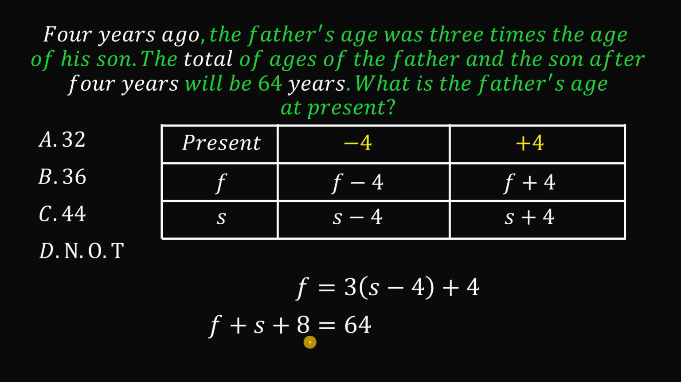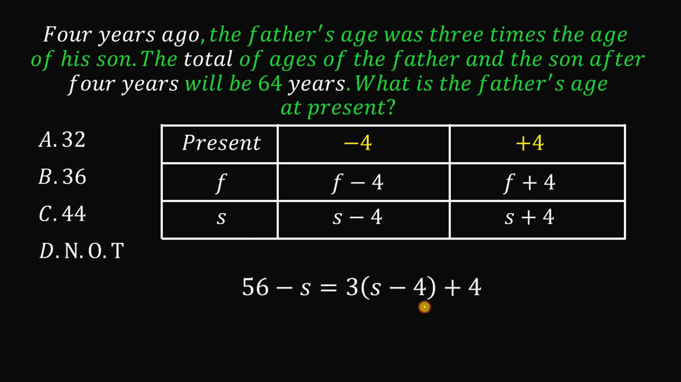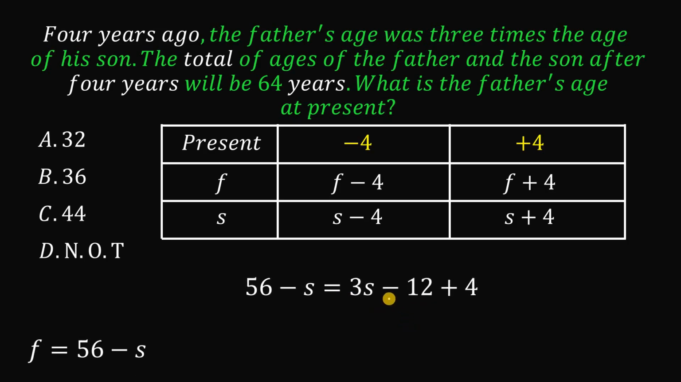And then subtract 8 on both sides, and then subtract S on both sides. Now they are both equal to F, so we can now equate them. And let's distribute this 3 to S minus 4, so 3S minus 12. And now combine like terms, negative 12 plus 4 is negative 8. Now add S on both sides, and then add 8 on both sides. 56 plus 8 is simply equal to 64. Divide both sides by 4. This will give us S equals 16.